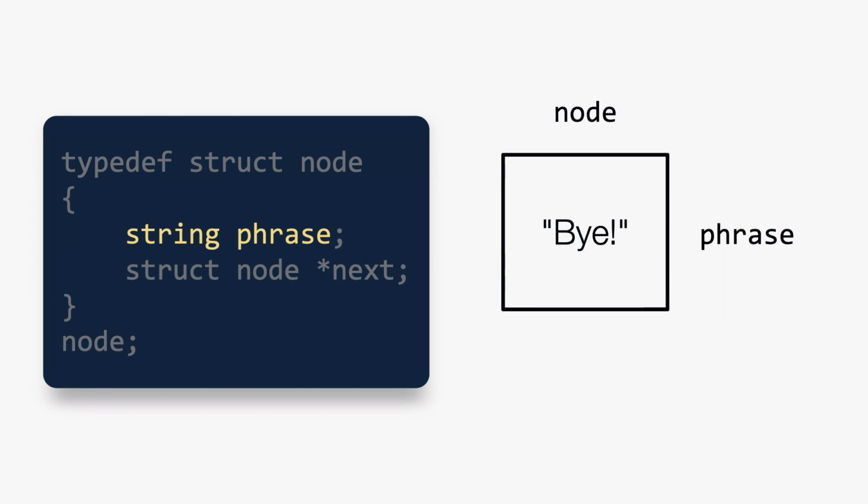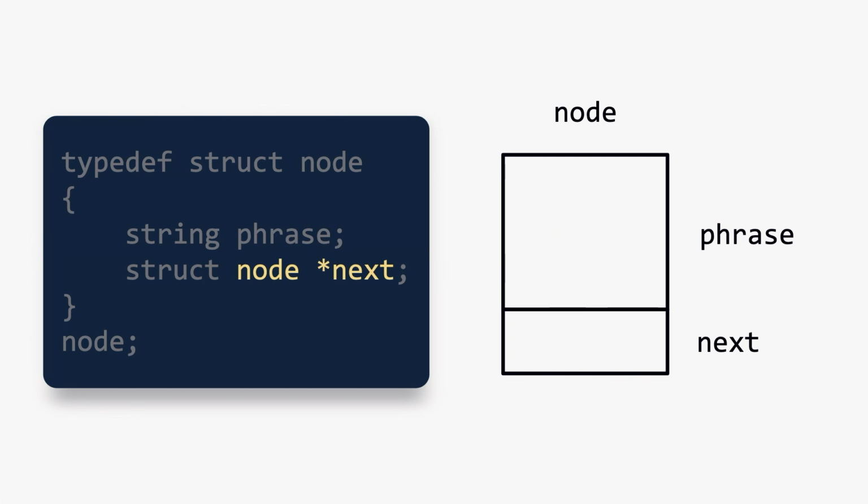Again, we could store something like hi or bye in here. But we also have some new space for next, a pointer to a node. And that could have a real address in it like 0x123 or 0x456, but it has to point to some kind of node, right? So now inside this node, we have a phrase and a next portion, currently empty, but we could put this data inside of it.